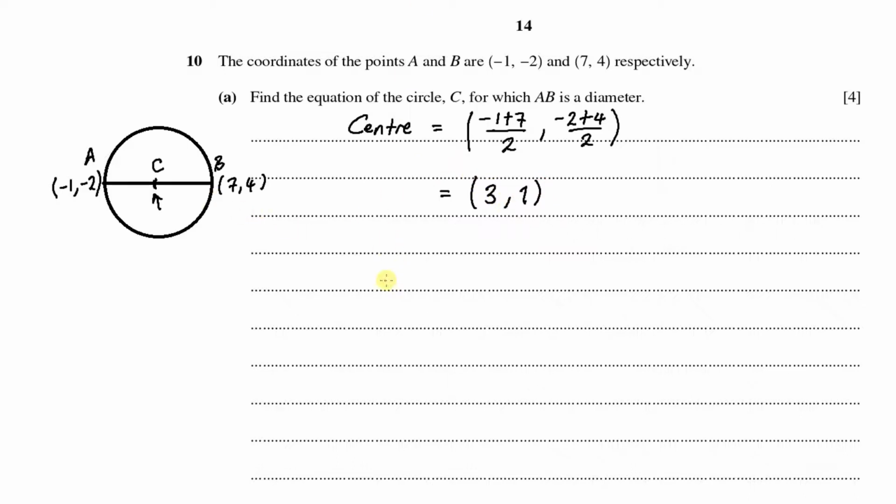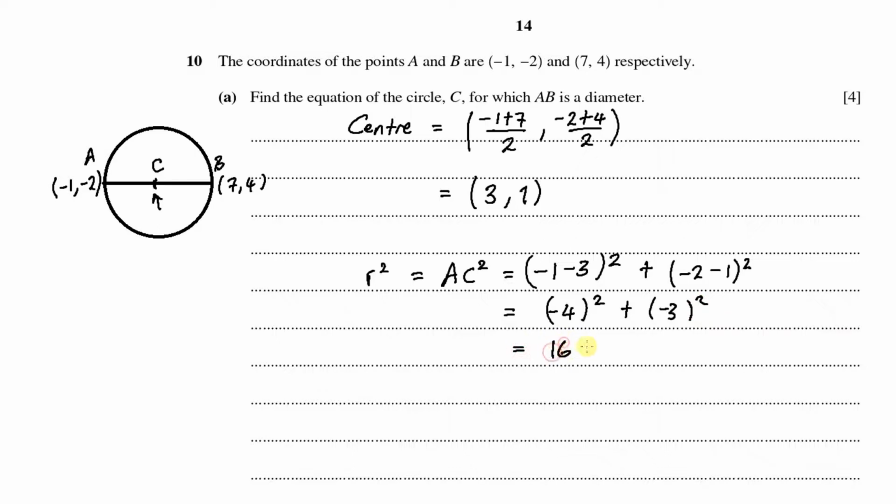So now for the radius, let's say r squared. We can use A and C, so we can use AC squared to get the radius squared. So that will be, using the coordinates of A and the coordinates of the center C, we can have (-1 minus 3) squared plus (-2 minus 1) squared. So this will be (-4) squared plus (-3) squared, which is 16 plus 9, and that gives us 25. So r squared is 25.